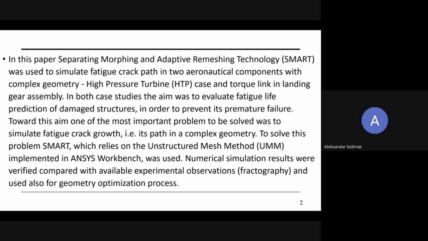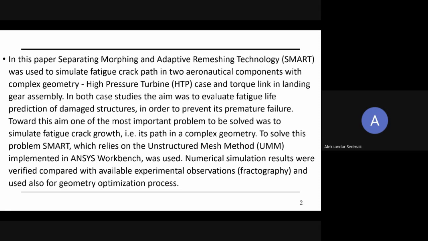Smart here does not mean clever, but it means separating, morphing, and adaptive remeshing technology. But we kind of played with the words because it is really also a clever technology to simulate fatigue crack paths.